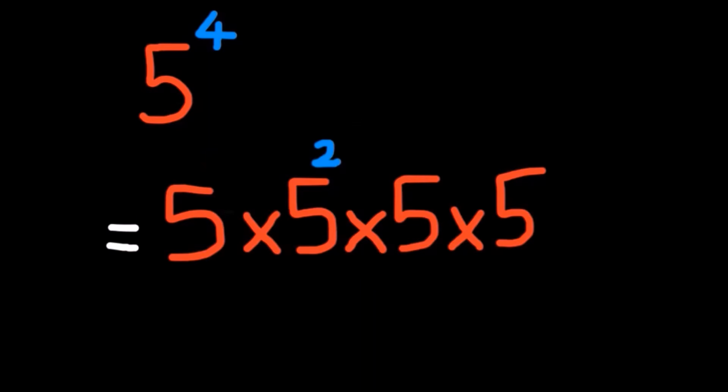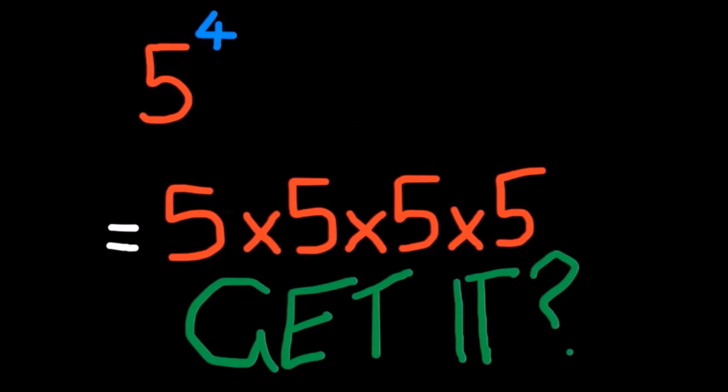Okay, so hopefully you're getting the hang of this. So if we were to do 5 to the power of 4, what do you think that would look like? Well, obviously it's going to be 1, 2, 3, 4. So 4 5s multiplied by themselves. I think I understand.